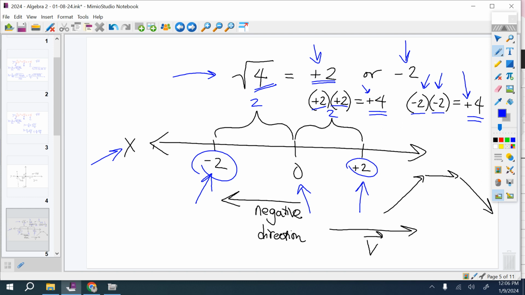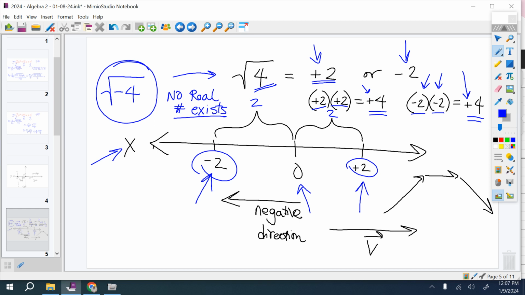Now, because a negative times a negative equals a positive, and a positive times a positive also equals a positive, it is impossible to find a number that multiplied to itself would give us a negative result. There is no way to come up with an answer for a question like this, the square root of -4. No real number exists to give us a negative result. That's because to get a negative result, we have to multiply a negative number, like -2, times a positive number, like +2. It's the only way we can get a negative result.